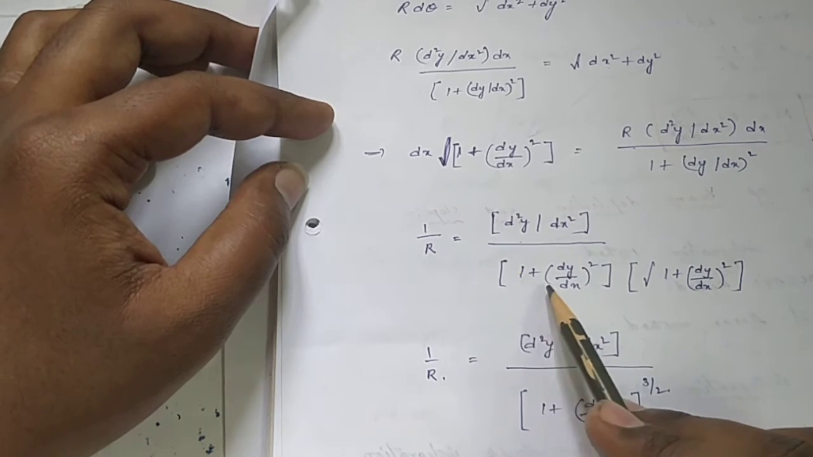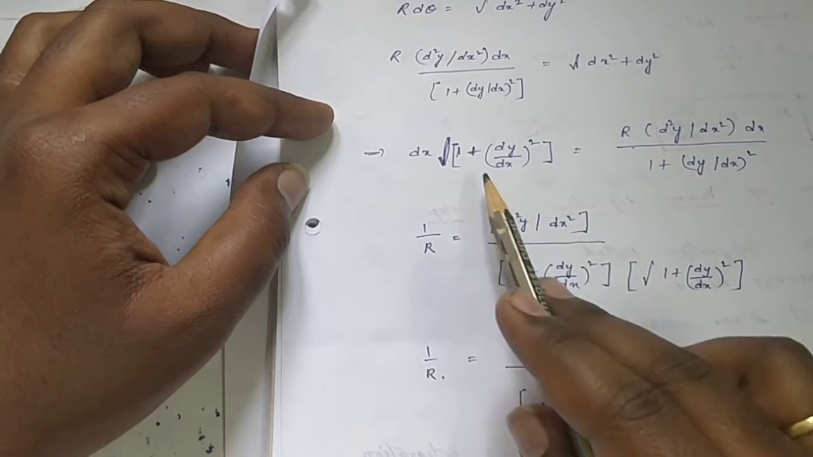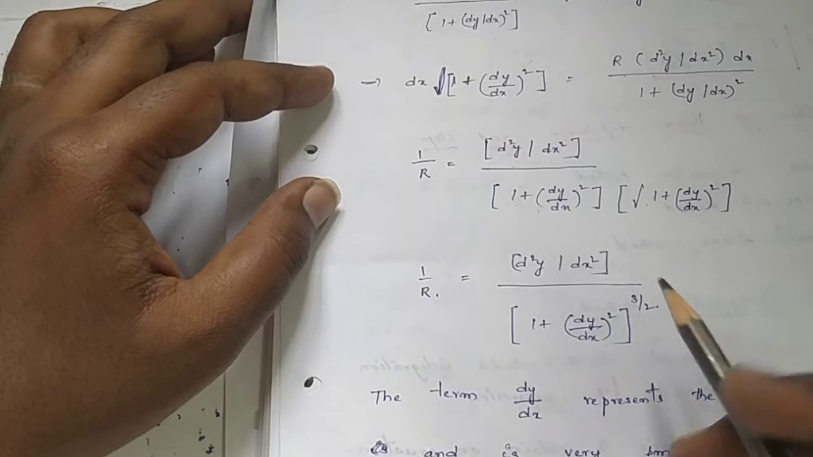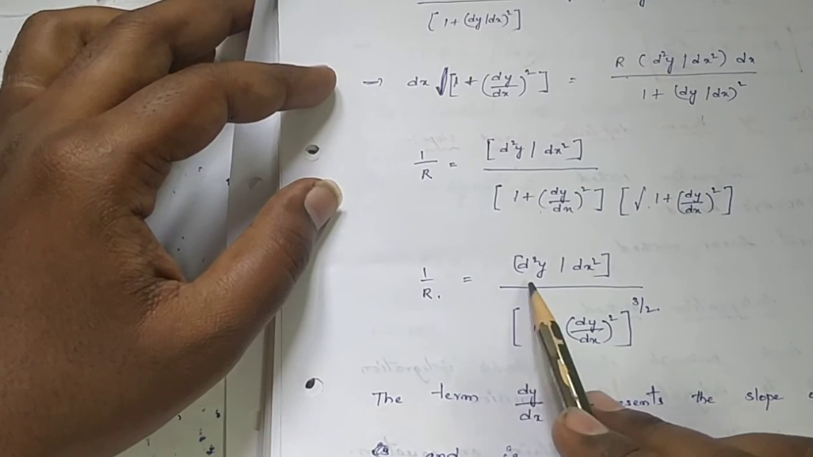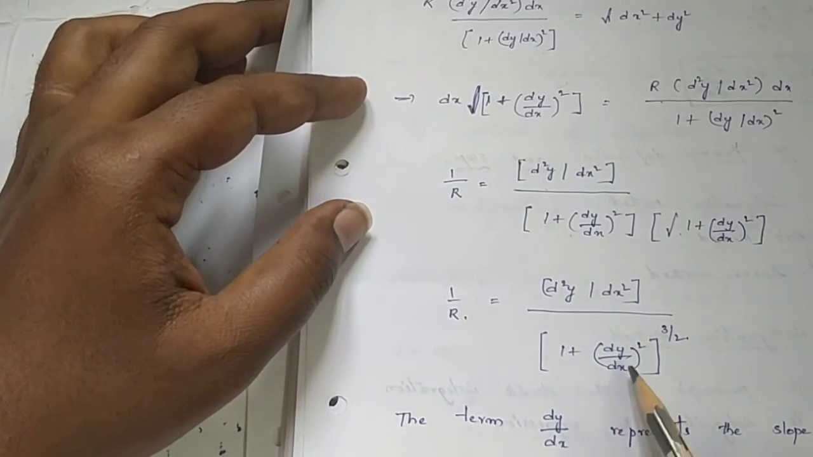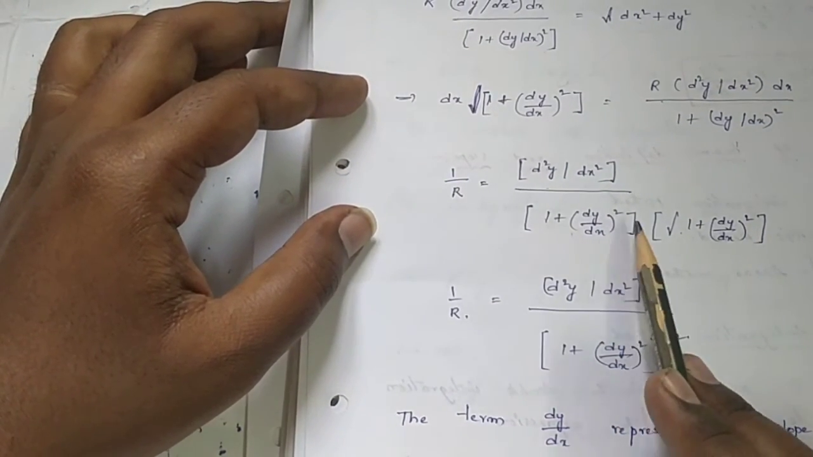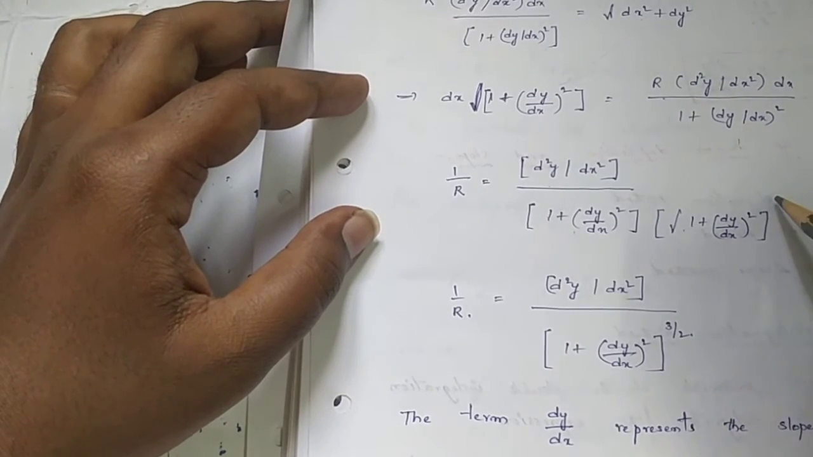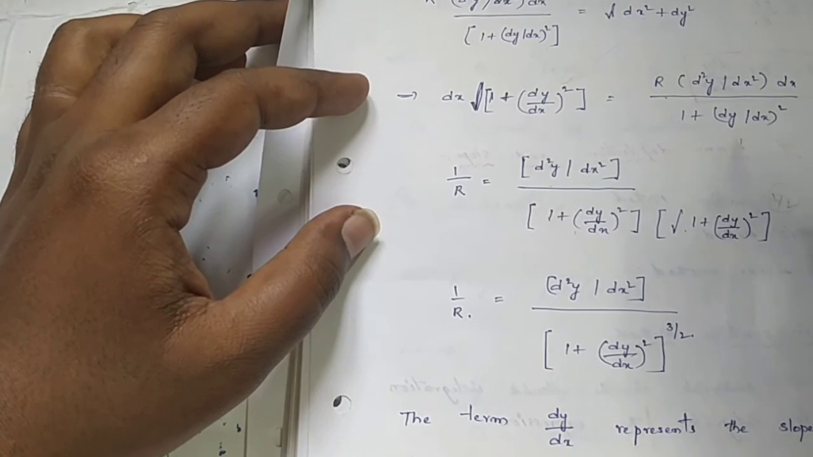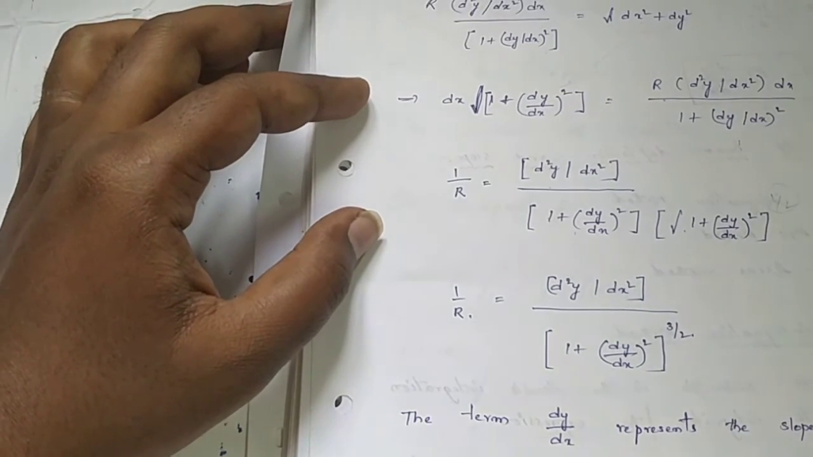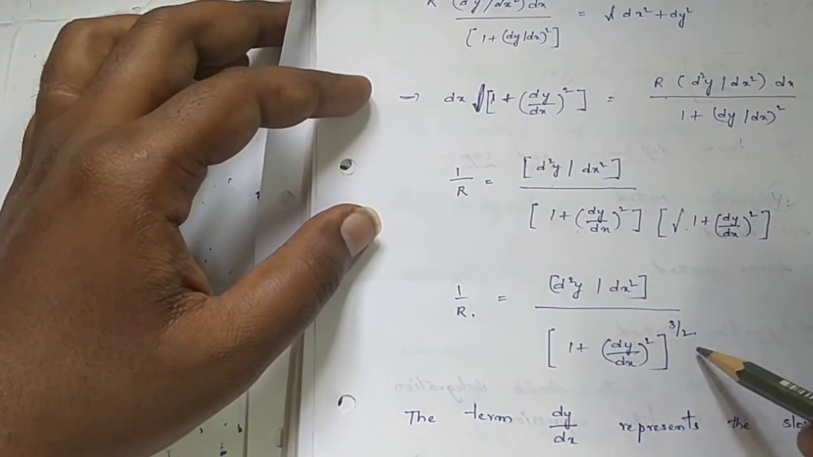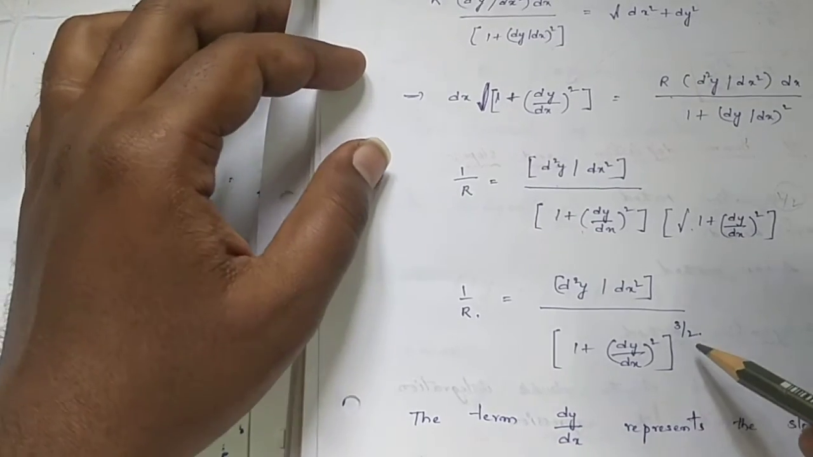by 1 plus dy by dx whole square, and this term comes to the denominator as root of 1 plus dy by dx whole square. So from this equation, 1 by r equals d square y by dx square by 1 plus dy by dx whole square whole power 3 by 2, because the root is the power 1 by 2. Using the formula a power m into a power n equals a power m plus n, here 1 by 2 plus 1, so it can be converted into whole power 3 by 2.